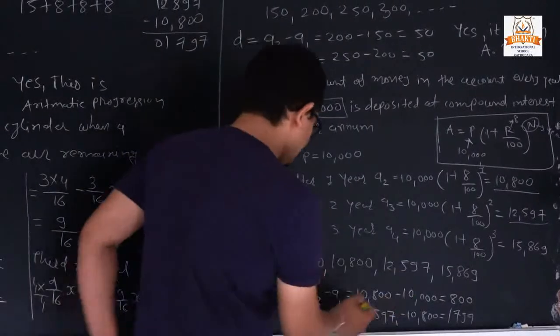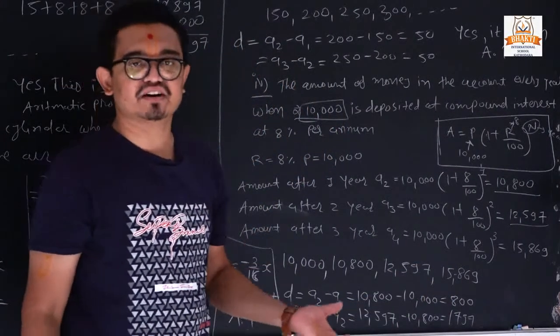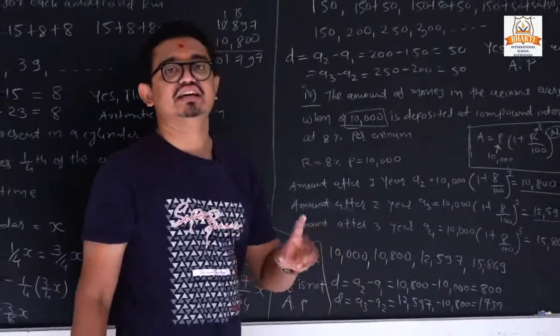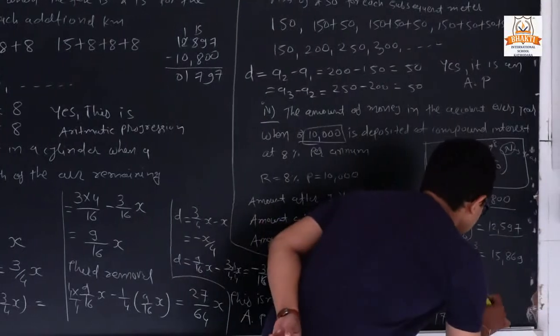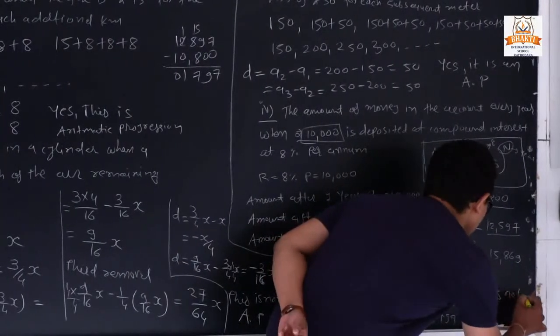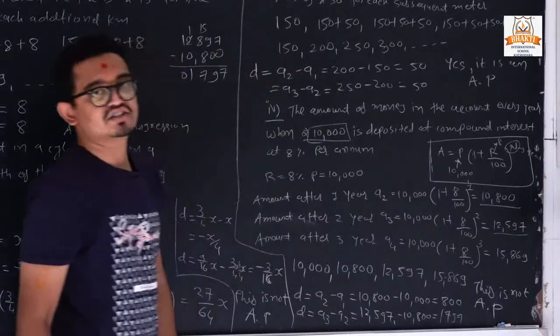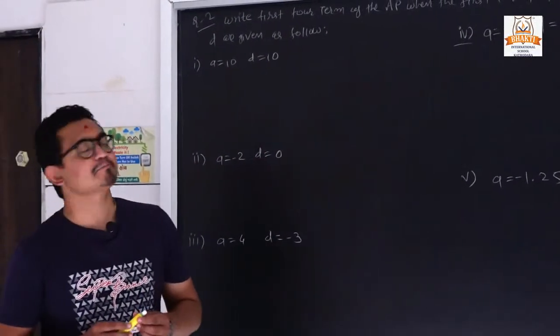Clear? If we subtract fourth minus third, the difference is different from all other differences. So it means in each situation we cannot get the same difference. So we can write this is not an arithmetic progression.